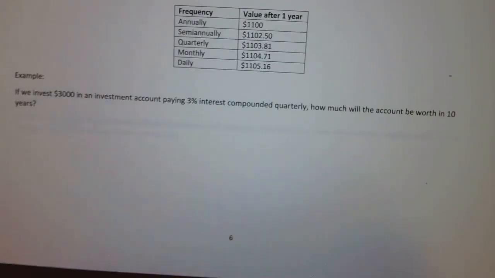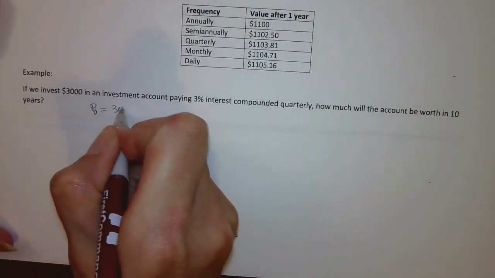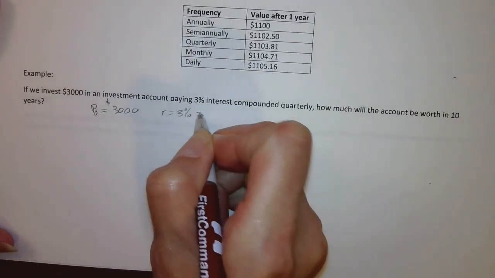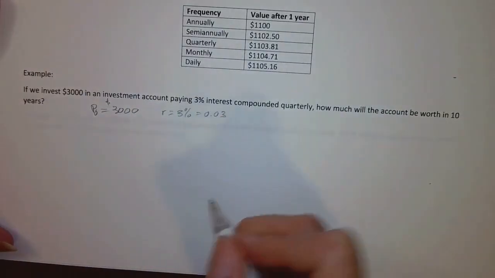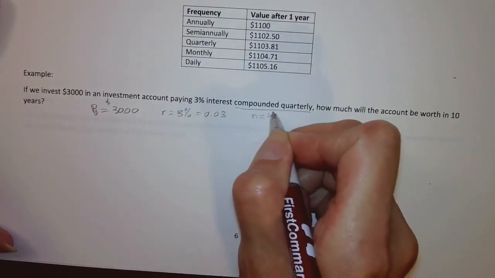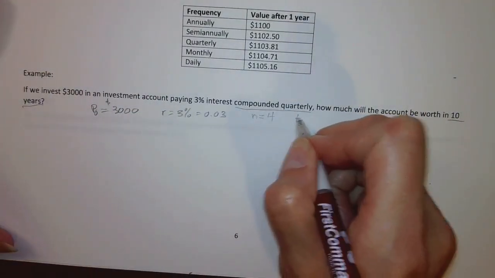So let's look at this example. If we invest $3,000 in an investment account paying 3% interest compounded quarterly, how much would the account be worth in 10 years? So this is the same formula we've been dealing with. P naught is $3,000. Our interest rate is 3%, which would be 0.03. And compounded quarterly, so our little chart from before says n equals 4. And we want to know what it would be in 10 years.